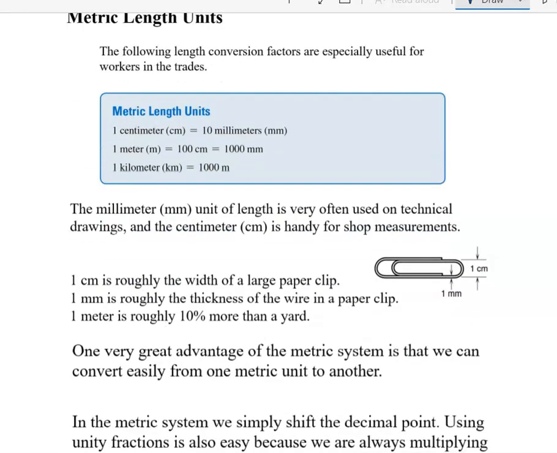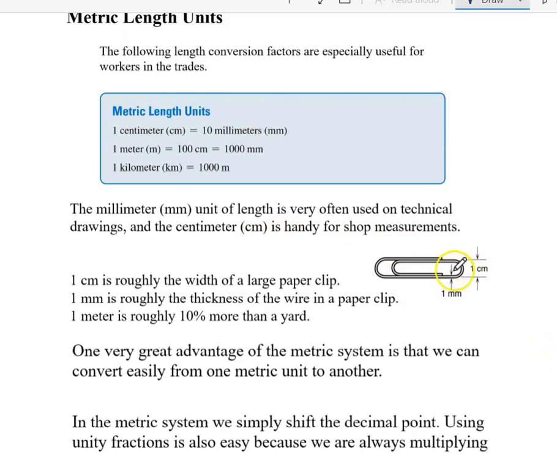The following length conversion factors are especially useful for workers in the trades. 1 centimeter is equal to 10 millimeters. 1 meter is 100 centimeters, which is 1,000 millimeters, and 1 kilometer is 1,000 meters. The millimeter unit of length is very often used on technical drawings, and the centimeter is handy for shop measurements.